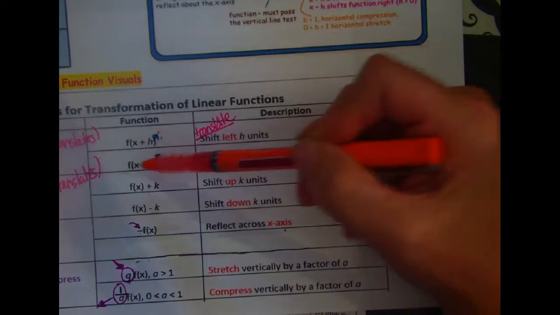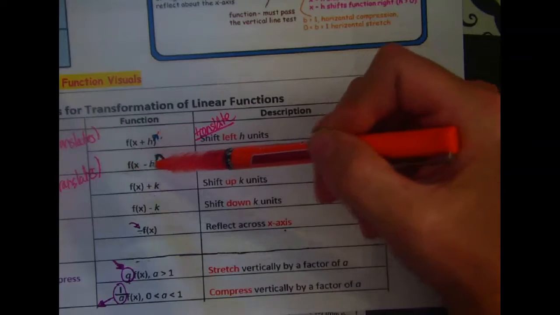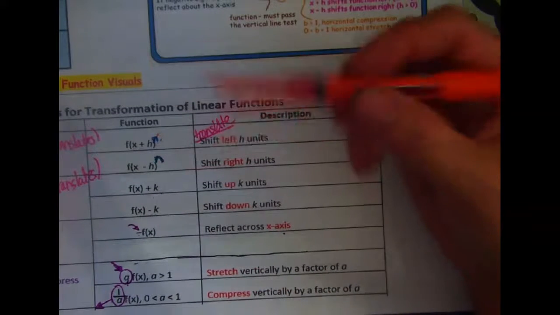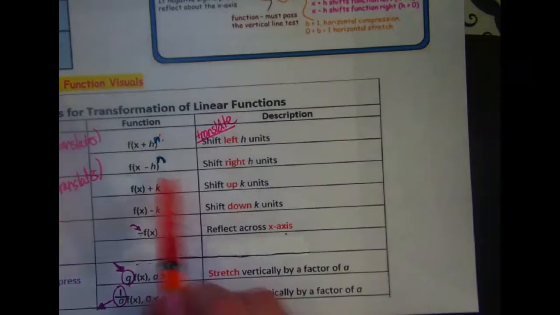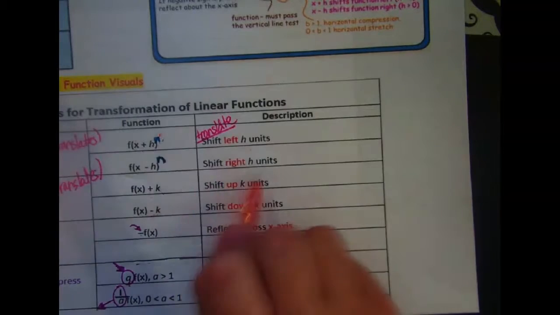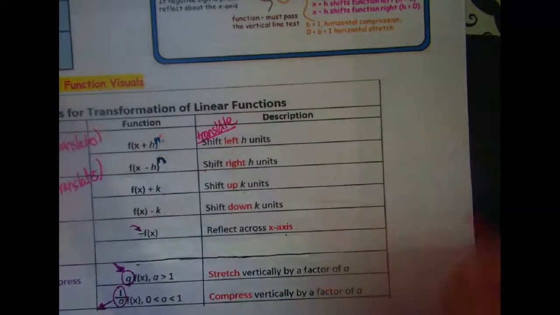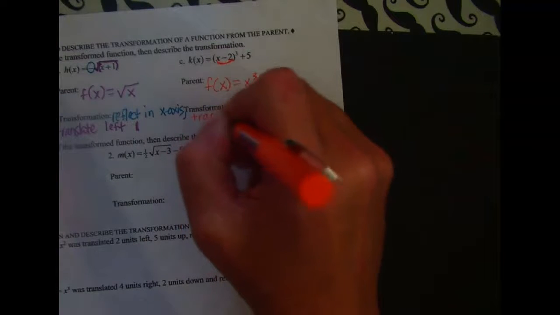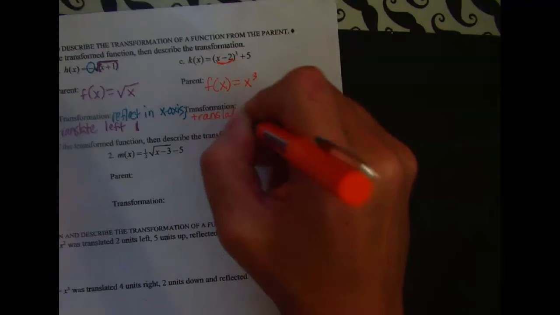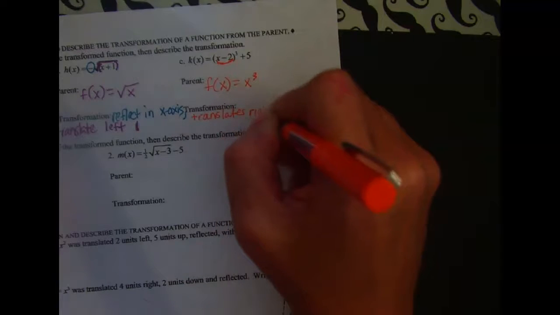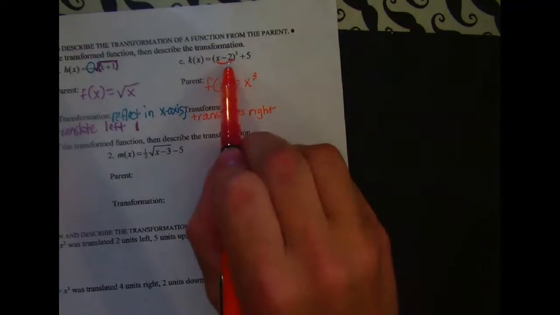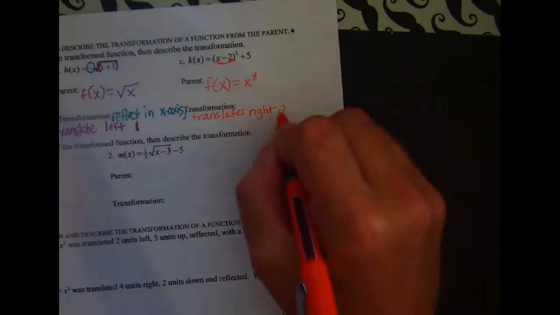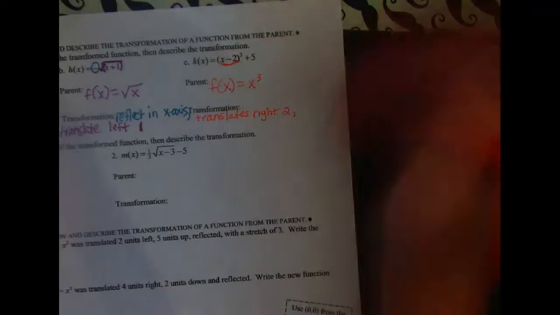So I have in parentheses right here, x plus h, and oh, there is a 3 on ours, so that's why it has that little n there. And then we have x minus h. So we're looking at one with a minus sign in parentheses. So I'm going to go over here and say what it does. It shifts right, which means it translates right, whatever that number is. So I'm going to use the word, it translates. Again, it's going right. And then that number is 2. Okay, so we did that part first.